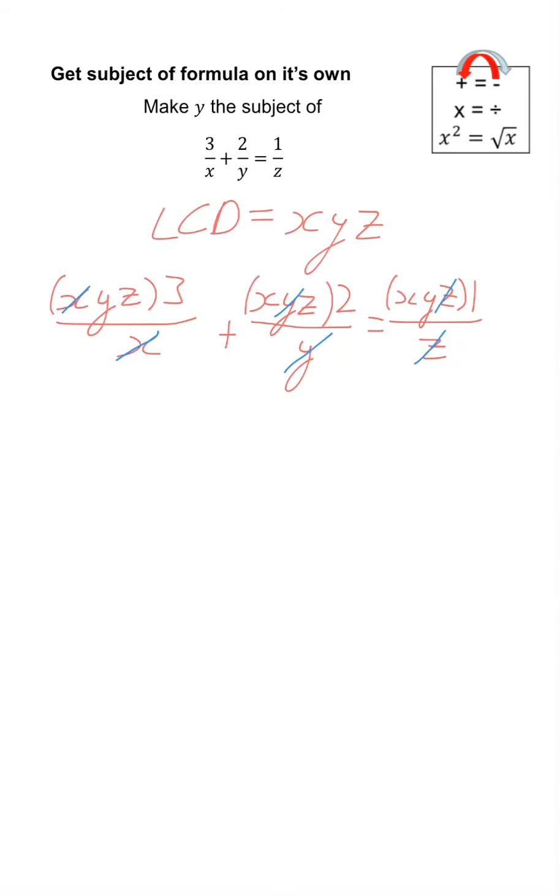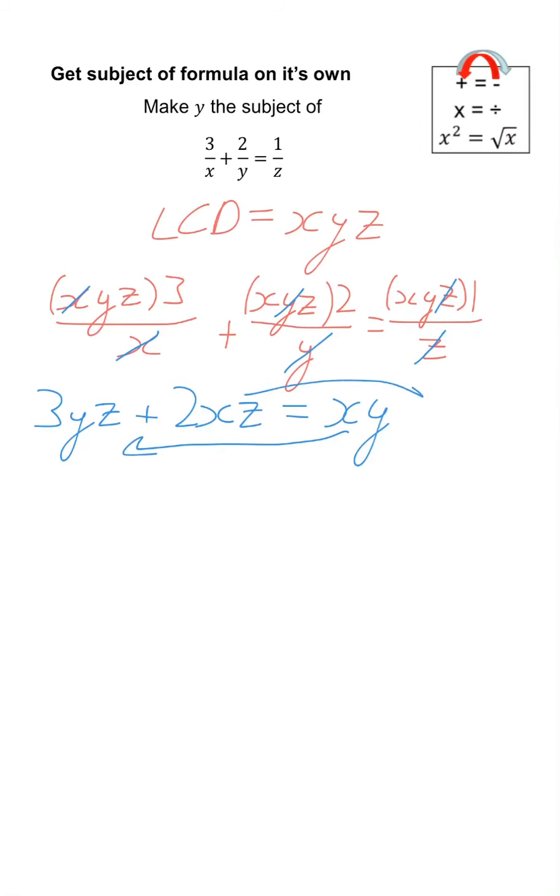So in the first fraction, we now have 3yz. Second one, we have 2xz. And then we have equal then to xy. And it's y now we need to make the subject of the formula. So let's get that on its own on one side of the equal sign and everything else on the other side. So I'm going to bring this one over here and this over here. So now we have 3xz minus xy is equal to 2xz.